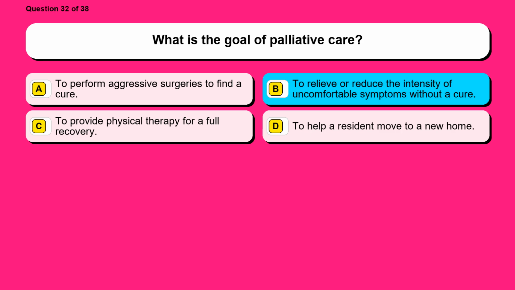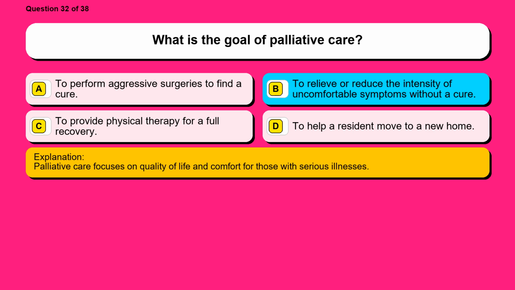The correct answer is option B. To relieve or reduce the intensity of uncomfortable symptoms without a cure. Palliative care focuses on quality of life and comfort for those with serious illnesses.